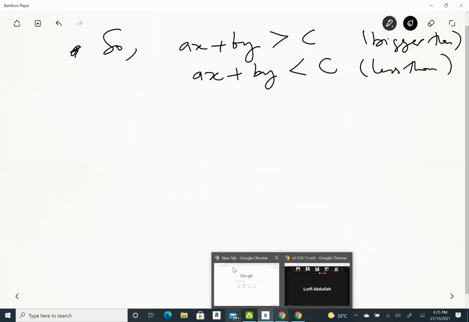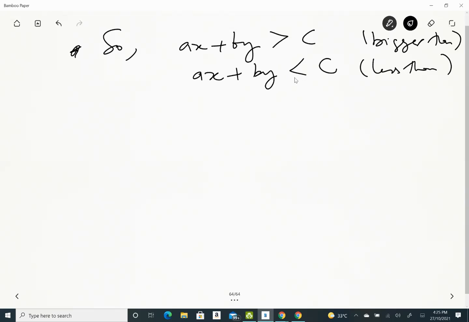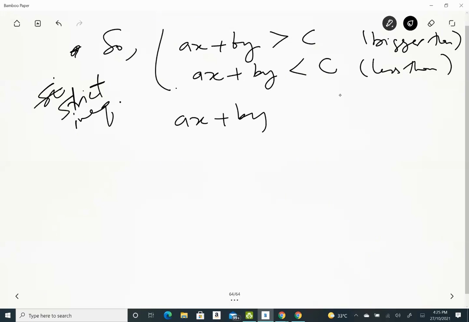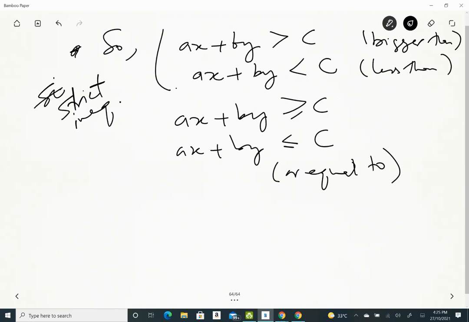Now, you have inequality, bigger than or less than. This is what we call strict inequality. We can also have the following: ax plus by bigger or equal to, or ax plus by less or equal to. So here with the equal sign, it can be equal to or it can be bigger than. This is less restrictive, so we call it less strict. You have the equal sign.